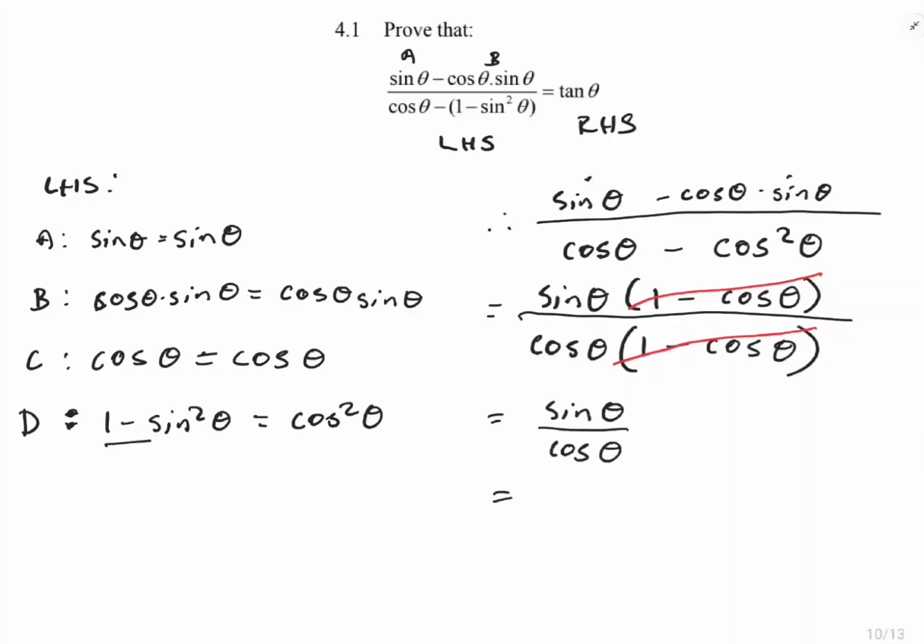And we know from trigonometry so far that sine theta out of cos theta is what? It's tan theta. So now you can see we got the right hand side. Therefore, we can say the left hand side is equal to the right hand side. So you did prove that.